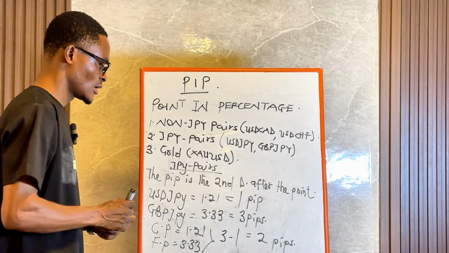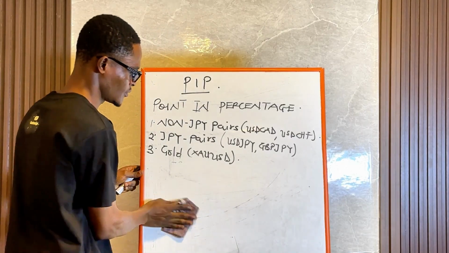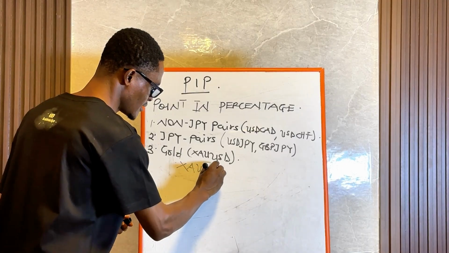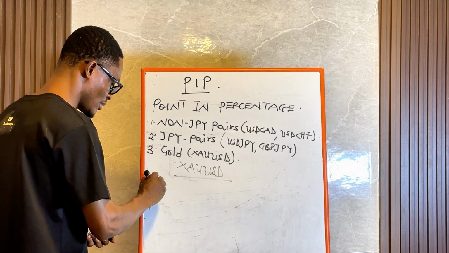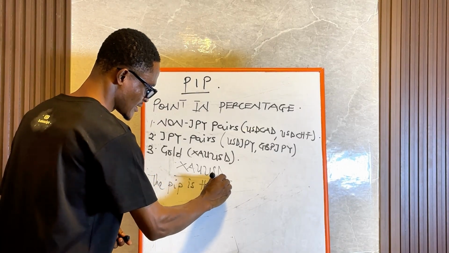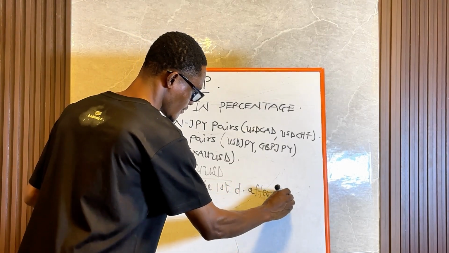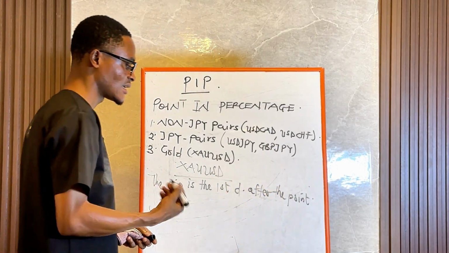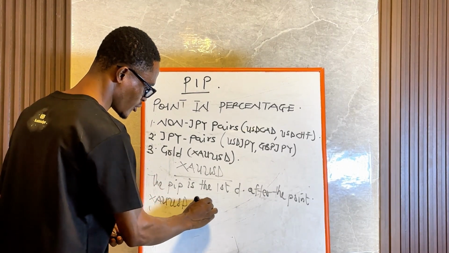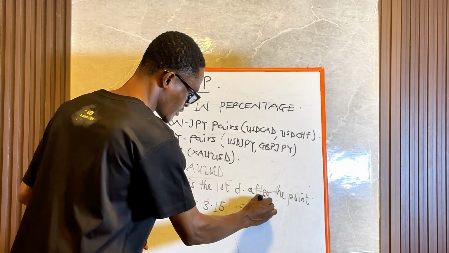That is very simple. Now let's take the last example, which is gold, XAUUSD. The pip is the first digit after the point. So for example, XAUUSD against the price of 3.151. What is the first digit after the point? 1. So 1 pip.